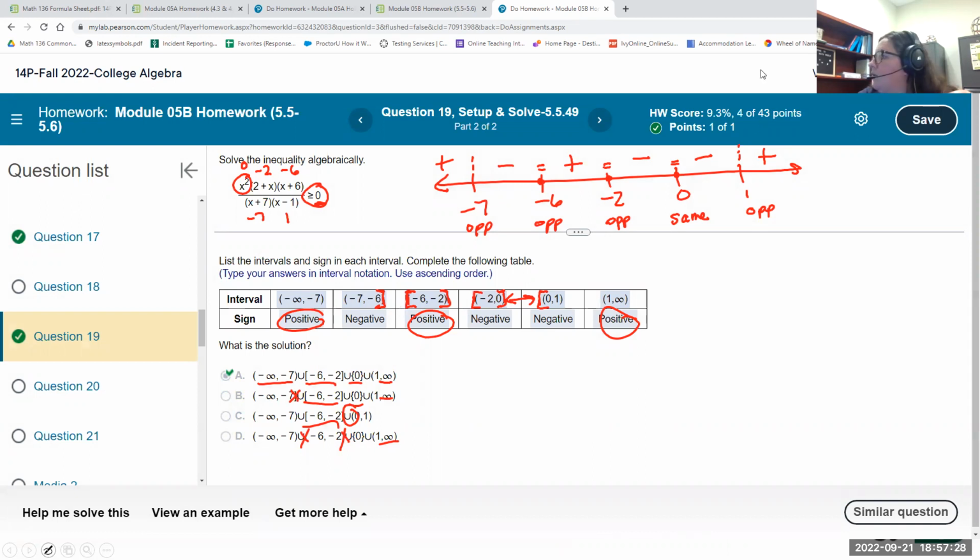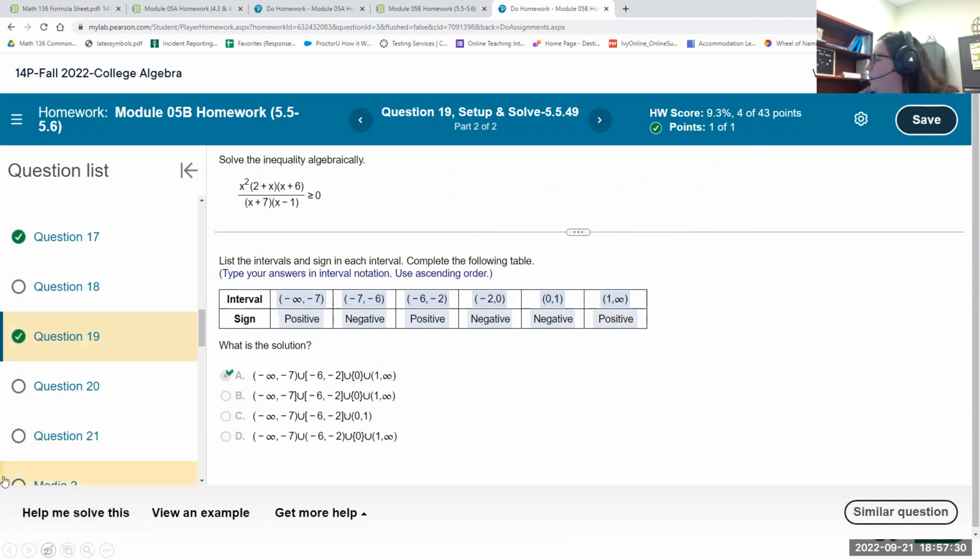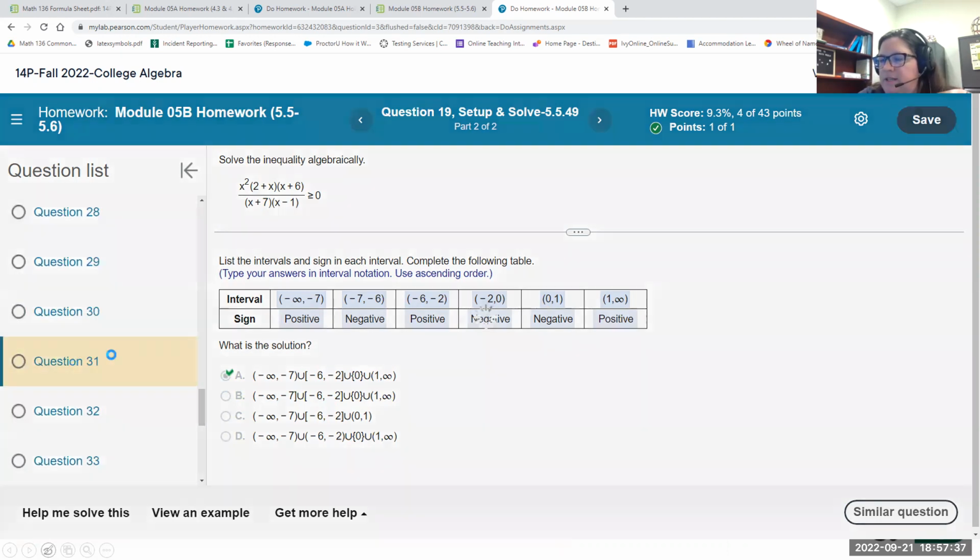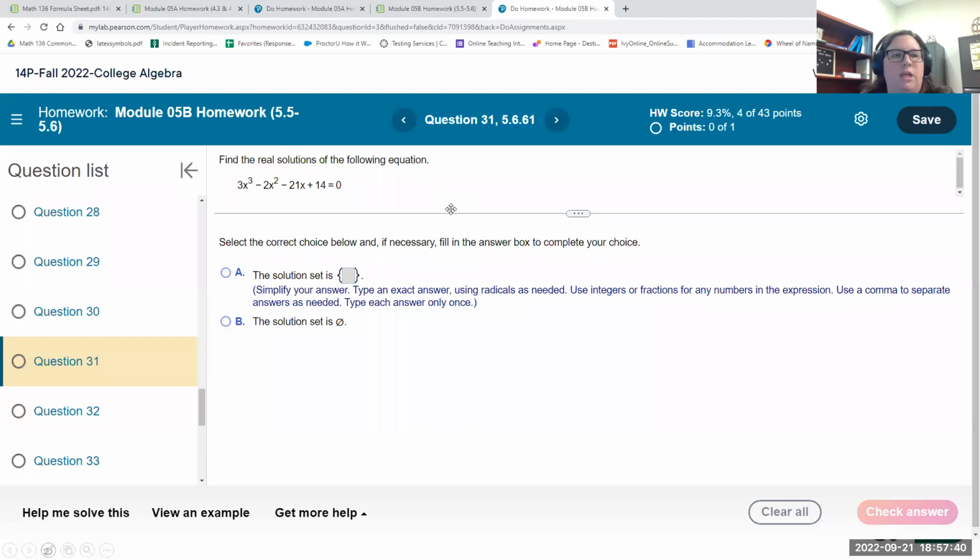All right, so I'm going to wrap up with one question from section 5.6. So I'm going to go to number 31. In 5.6, we're looking for all real solutions to a polynomial. So your process is something like this. You'll have various other details that you'll be asked to look at that can be helpful, but really aren't necessary. So I'd say the first thing is to see if you can factor. In this case, particularly factoring by grouping.